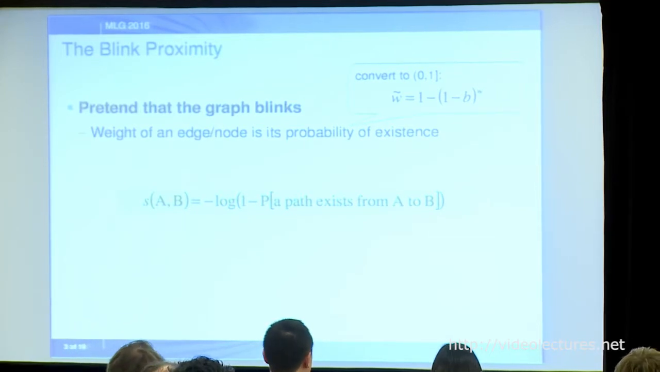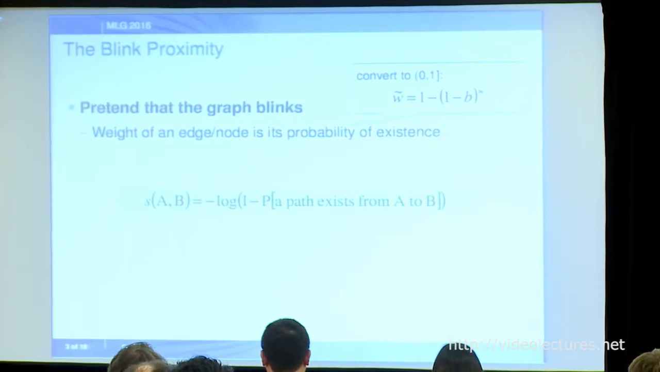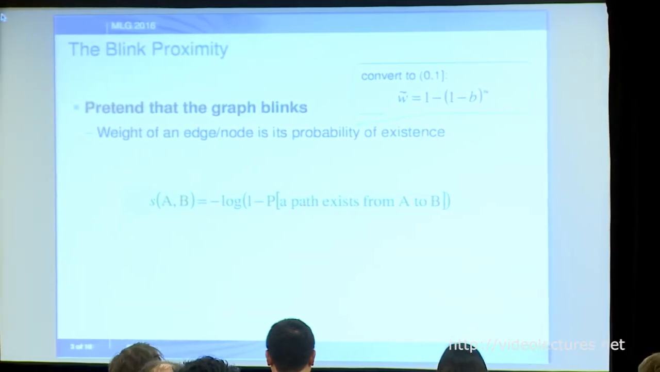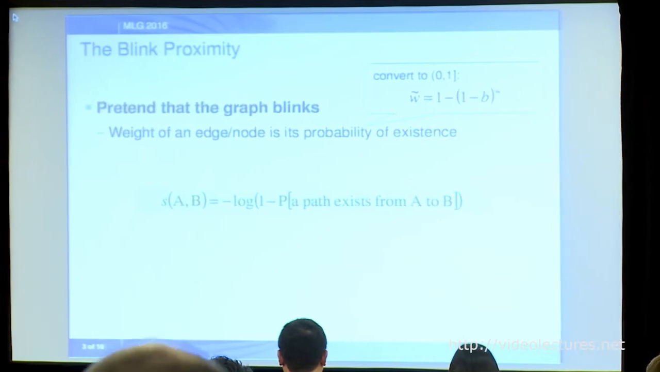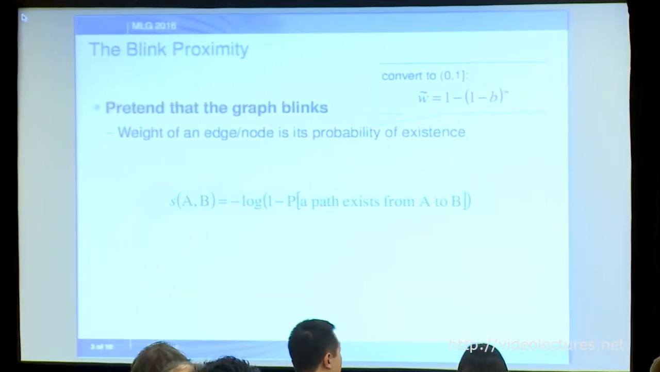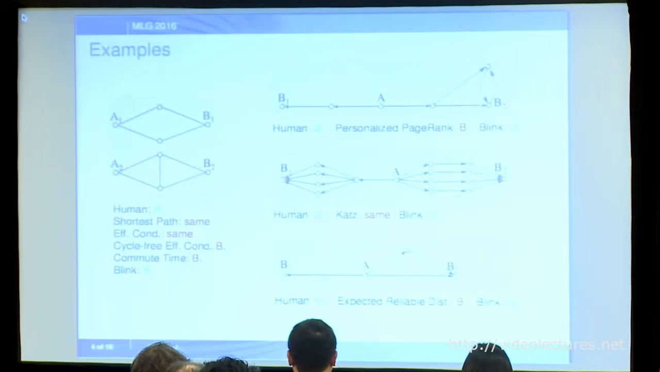So the proximity score is the log of 1 minus the probability that at least one path exists from node A to node B. Very simple. This measure is directed if the graph is directed. This p-value here has many different names in different fields going back decades, and there are some references in the paper. Now back to the challenge.